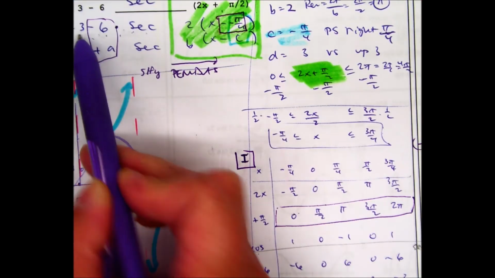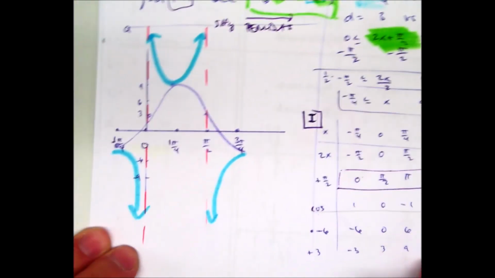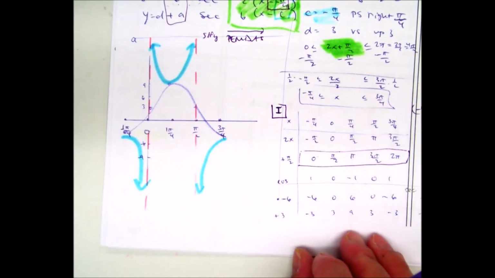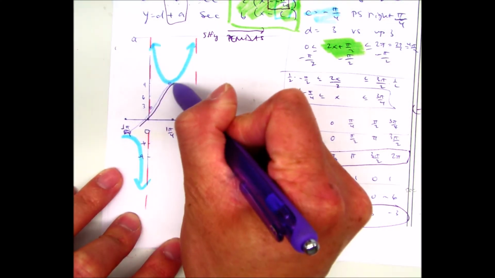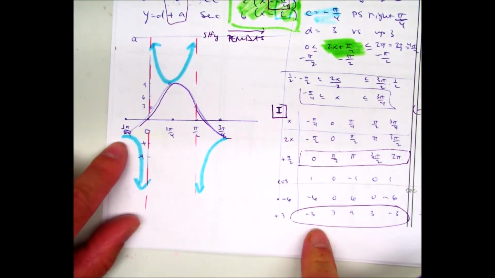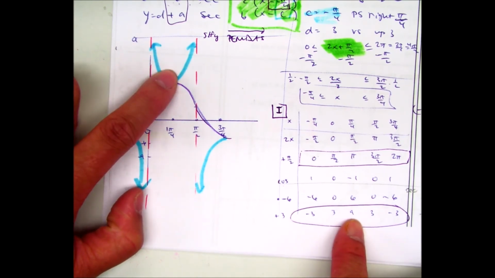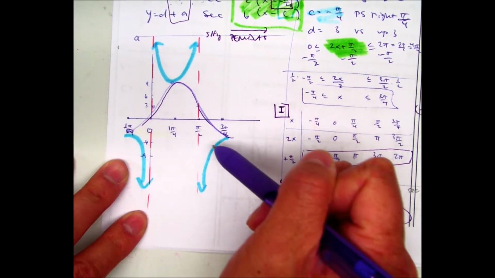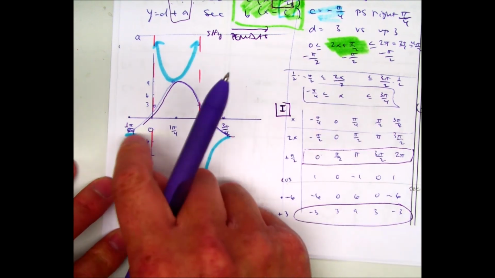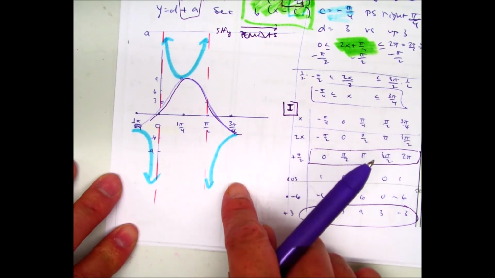And at the very end, you're going to add 3 to these. So when I graph these, this last row here is my graph in purple: negative 3, 3, 9, 3, and negative 3. I graph those, and then for secant, I'm graphing those above and below. And then you can erase the purple, and then you have this as your graph.